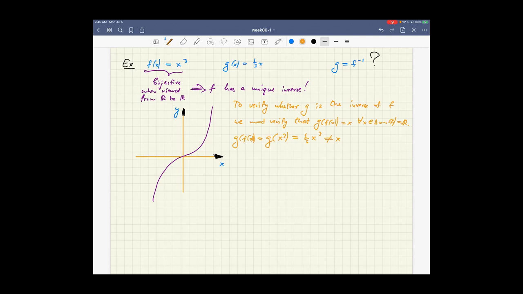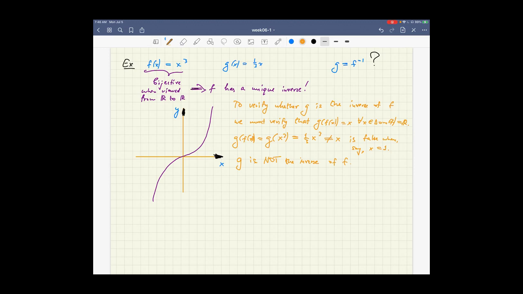It could be x when x is 0. But for instance, when x is 1, that's not true. 1/3 x cubed equals x is false when, say, x is 1. So the answer is that g is not the inverse of f.